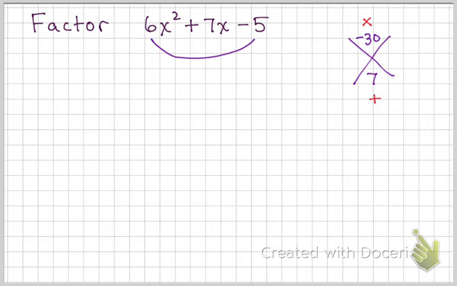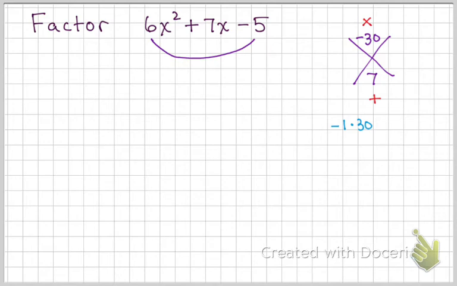And this is probably the hardest part of the whole problem. So what two numbers multiply to negative 30? Well, one has to be negative and one has to be positive. If they're going to add to positive 7, the larger one should be the positive. So we could try negative 1 times 30. That multiplies to negative 30, but it doesn't add up to 7 if we add negative 1 plus 30.